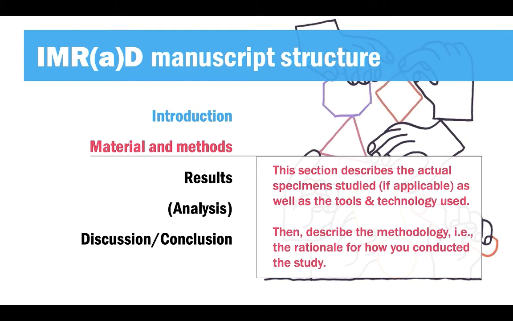This section is probably the driest, but it's very important. It describes the actual specimens that have been studied, if that's applicable to the format of the research, and also lists the tools and the technology that were used. The methodology, which is the system or the rationale for how the study was conducted, should also be described in detail.